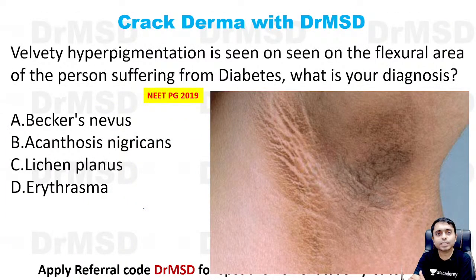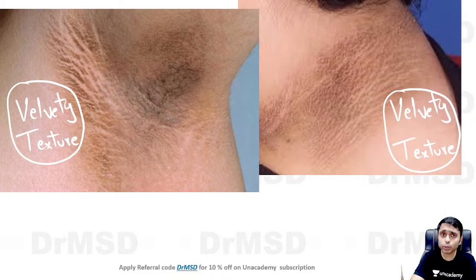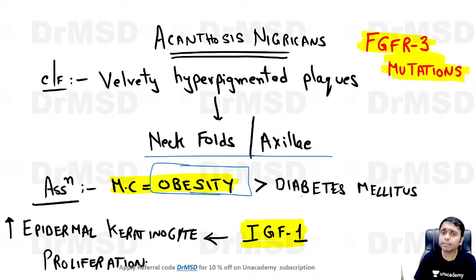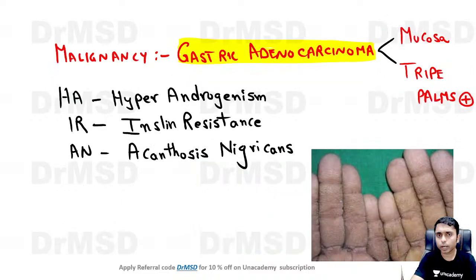So now please try to answer this question. Velvety hyperpigmentation is seen on flexural area of the person suffering from diabetes. What is your diagnosis? Yes, very good. So it is indeed Acanthosis nigricans. Acanthosis nigricans is going to show this velvety kind of hyperpigmentation, mainly over the intertriginous areas, that is neck folds and axilla, and it is most commonly associated with obesity even more than diabetes mellitus. Okay, this is an important point to remember.